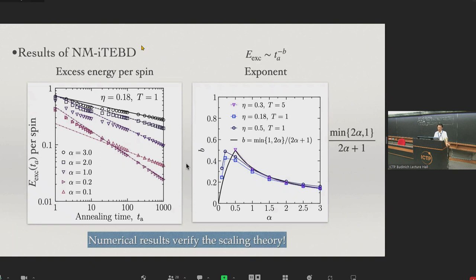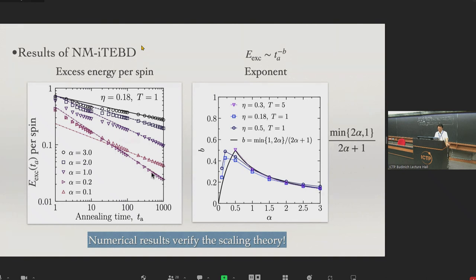Here are the results of numerical simulation. We fixed the system-bath coupling at 0.18, and the temperature is 1. The vertical axis is the excess energy per spin, and the horizontal axis is the annealing time. One can see that the excess energy decays as a power of annealing time.